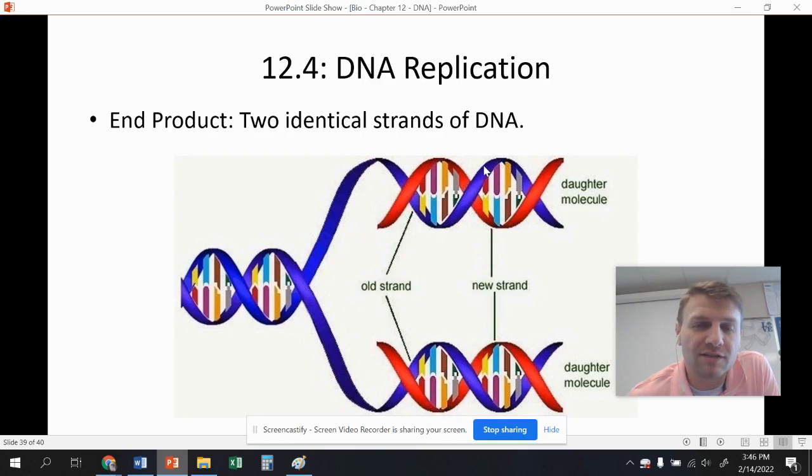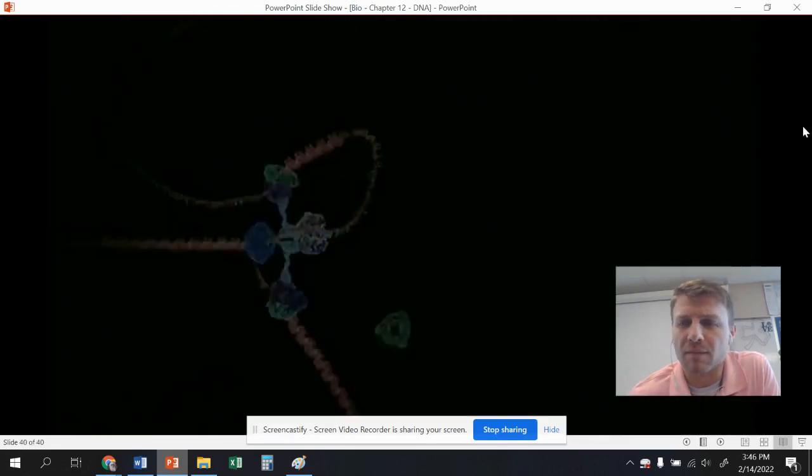So our end product of DNA replication is just 2 identical strands of DNA. And again, we need these 2 identical strands of DNA so we have enough DNA so when mitosis occurs, you have enough DNA for each cell. This is going to end the chapter on DNA structure and DNA replication.